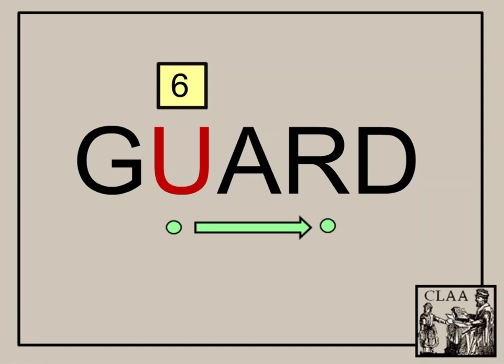In this word, you can see the vowel U follows the letter G. In this word, the U will be silent. We'll read it as if it was spelled G-A-R-D. Let's read the word together. Guard, guard, guard.